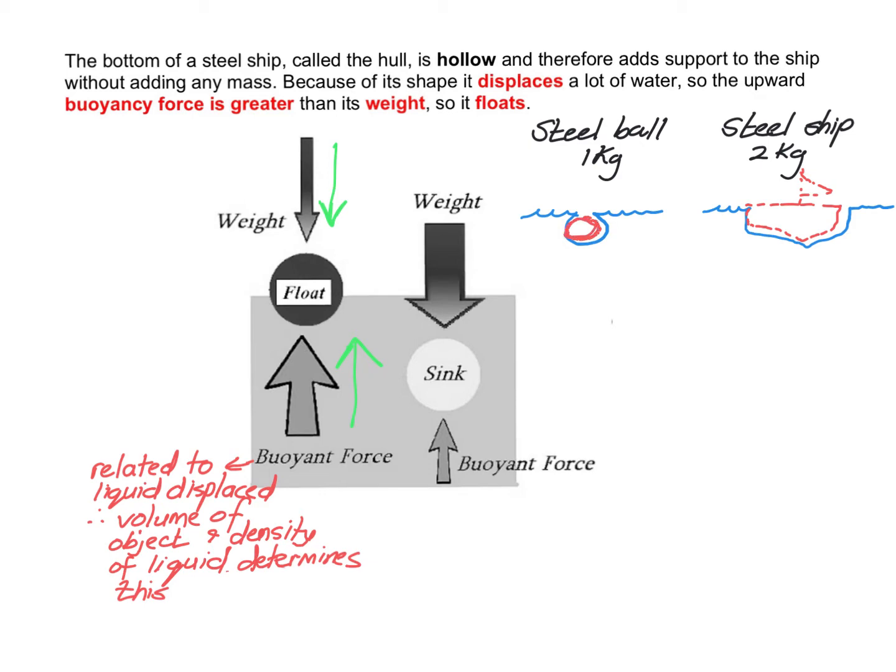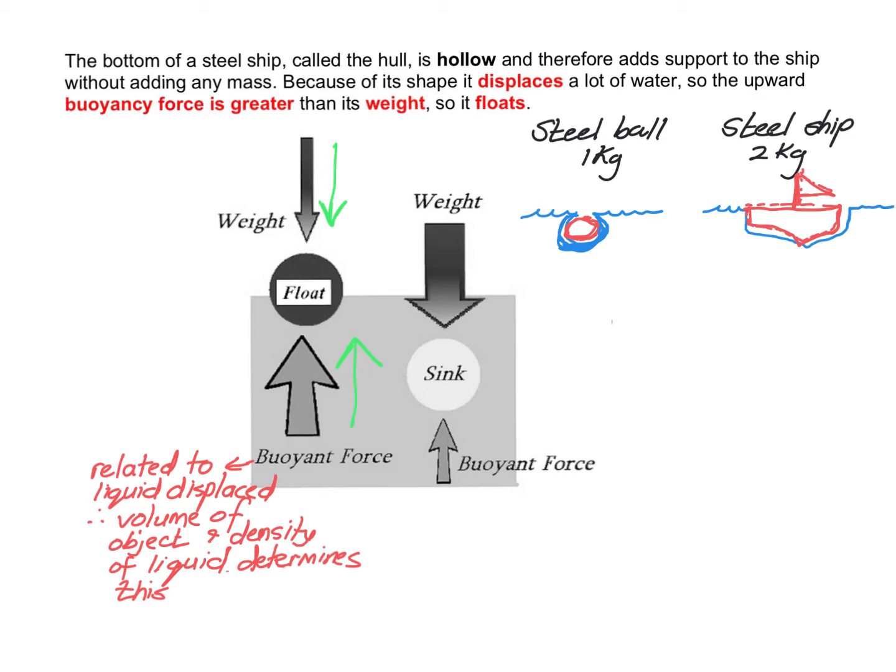of mass 1 kilogram, and then I have a steel ship of mass 2 kilograms. So the steel ship is actually of greater mass than the ball. However, the ball will sink and the steel ship will float. Why? Well, look at the amount of water that the steel ball displaces. It's a very small amount of water. It's a small volume, although it's quite a great mass.